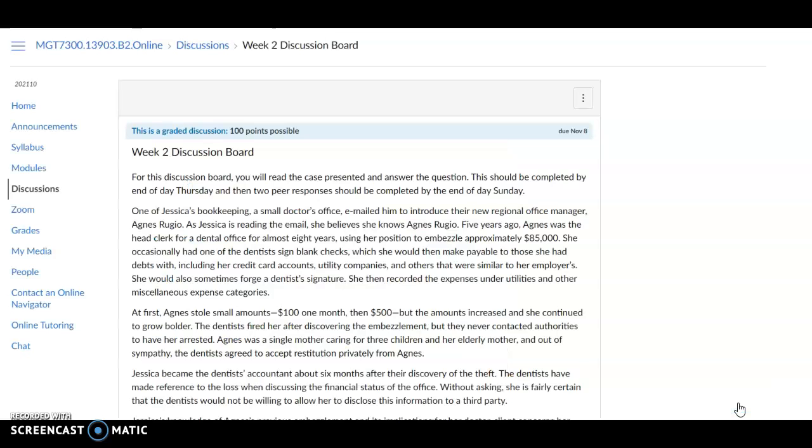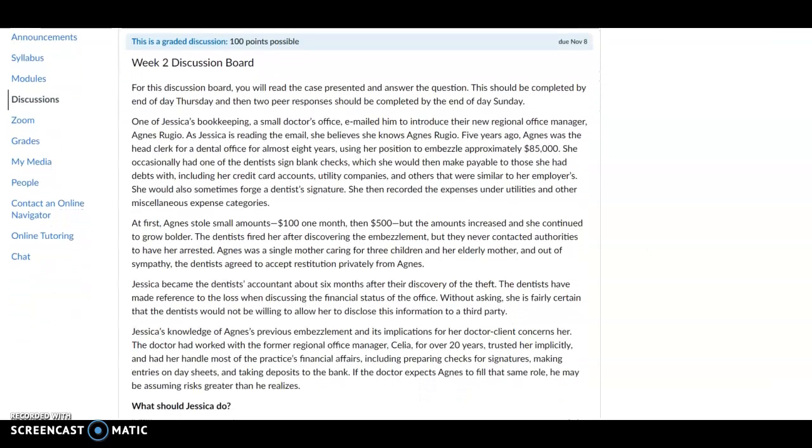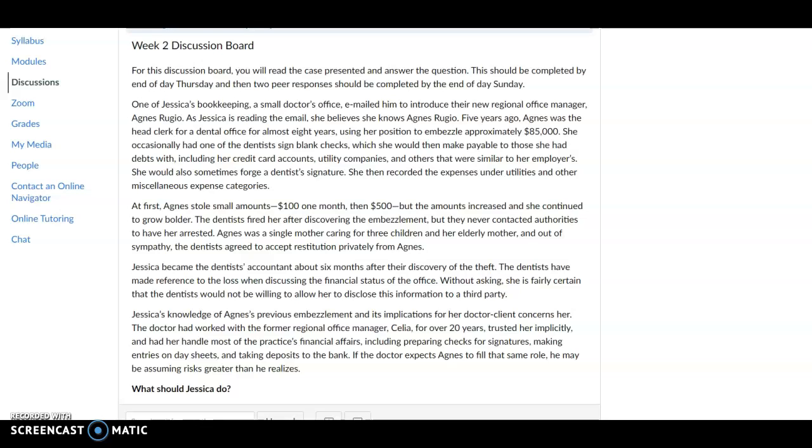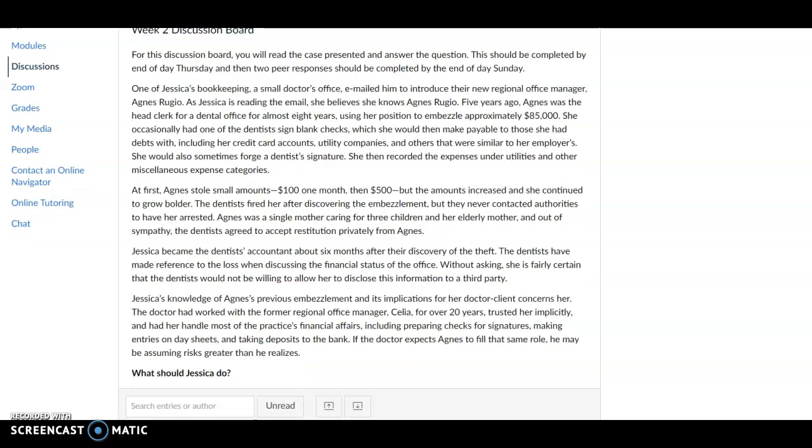As we look at our first assignment, it is the Week 2 discussion board. For this discussion board, you will read the case presented and then answer the question. Your initial response answering the question should be completed by end of day Thursday. Then, by end of day Sunday, you should respond to 2 peers' responses.